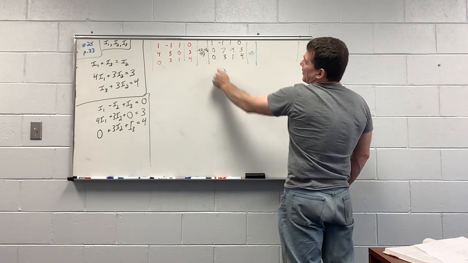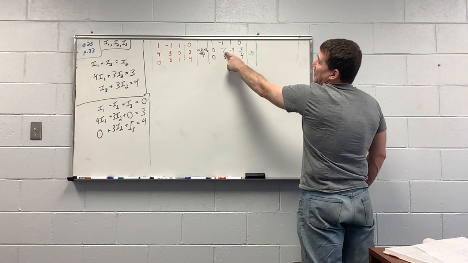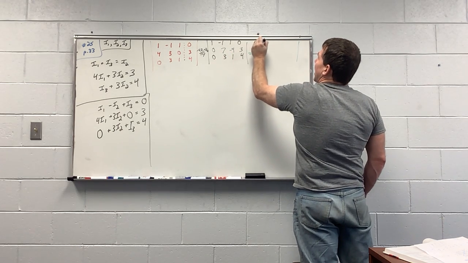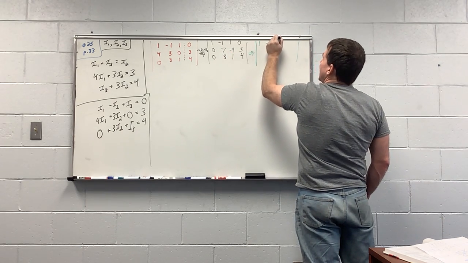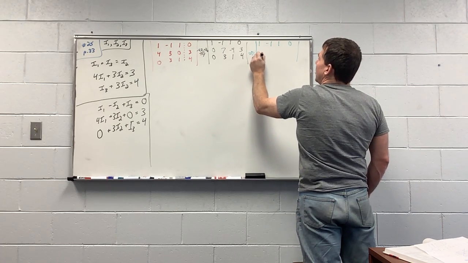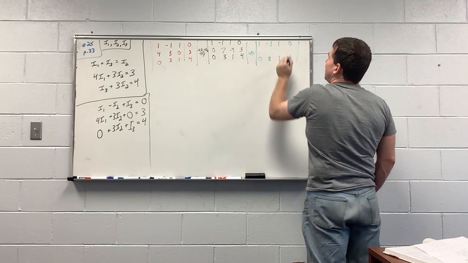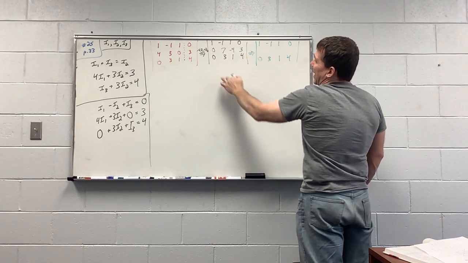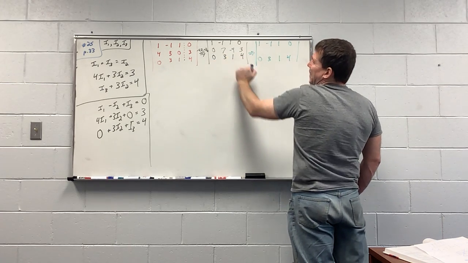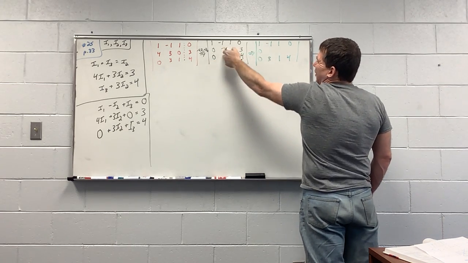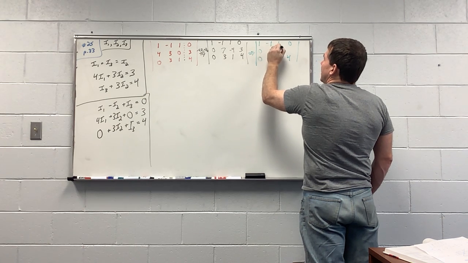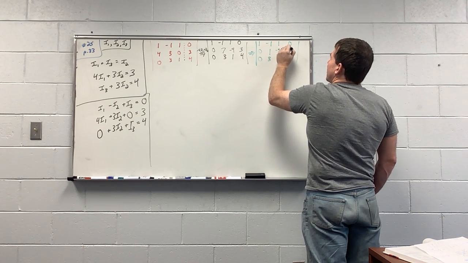Now I have a 1 here, and these are both zeros. Now I need to make that a 1. So again, top and bottom will stay the same: 1, negative 1, 1, 0, 0, 3, 1, 4. Multiply the middle row by 1/7 to make that a 1. I get 0, 1, negative 4/7, 3/7.